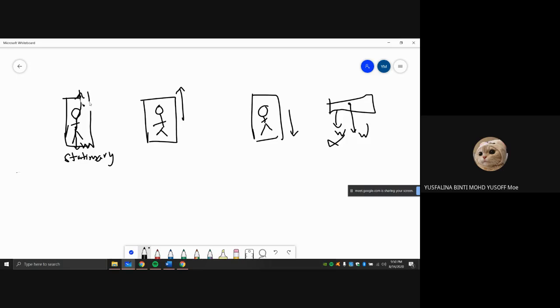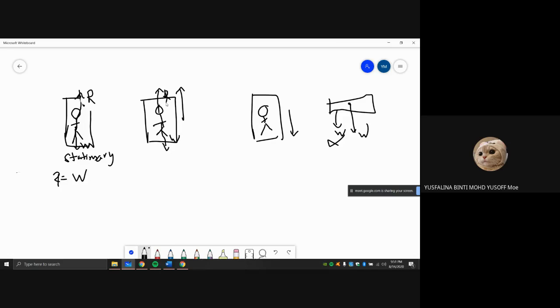So the normal force, this one is R. Because it's stationary, it means it's not moving. If not moving, it's in the state of equilibrium. So R is equal to W. And then for this one, again there must be a weight here, and there must be the normal force R here.